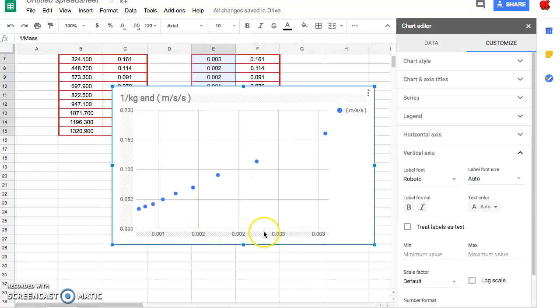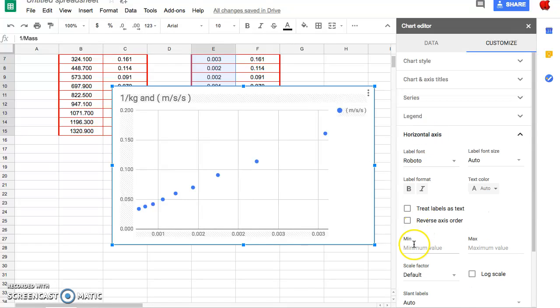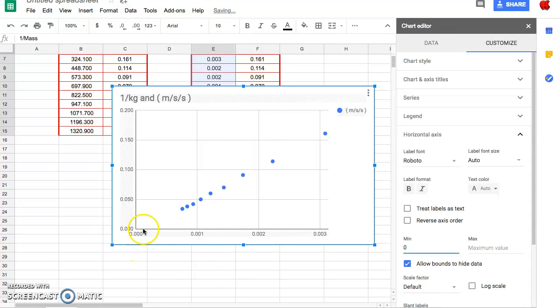Now, this is point 3, here's point 2, point 1. We're not really sure where 0 is, so over on the Customize here, on the horizontal axis where it says minimum, I'm going to put in 0, so it shows me on my axis all the way to 0. So now you can see we've got a fairly straight line that's heading for 0, 0. We have a fairly good relationship there.